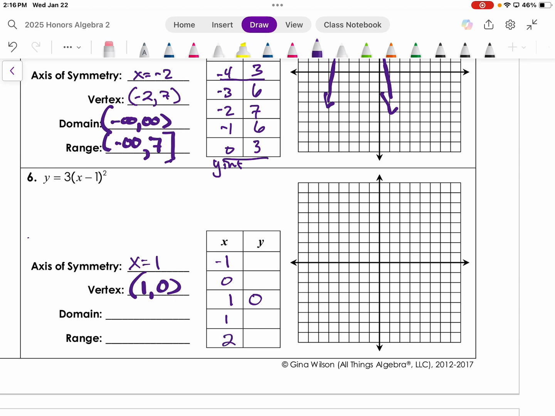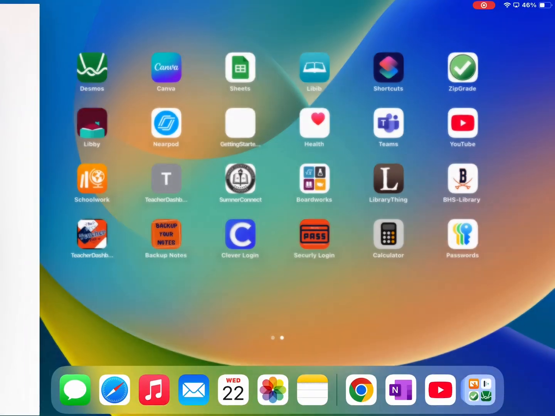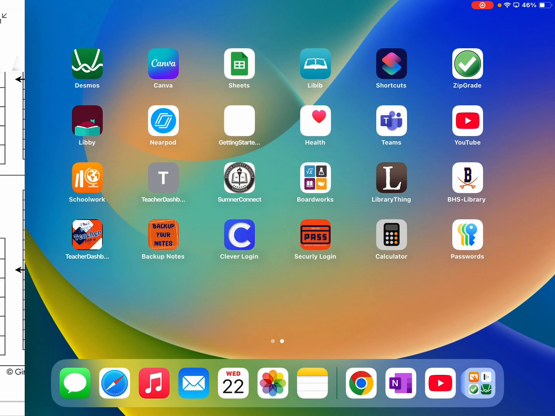I'm going to go ahead and cheat and use the calculator to get the table real fast for me because I got better things to do. It's Wednesday night. It's church night. So we got to get done quick.